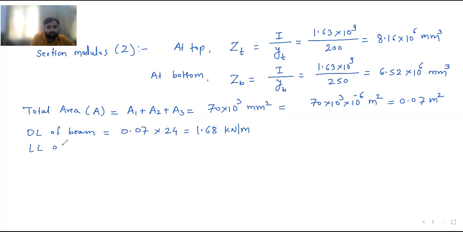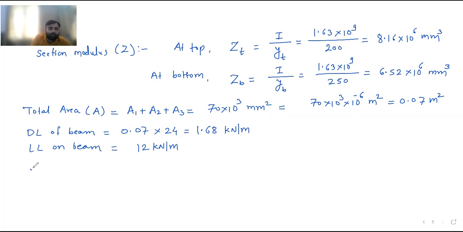Live load on beam is equal to, this is already given in the problem, sorry, not 15, it is 12 kilonewton per meter. This is the live load.